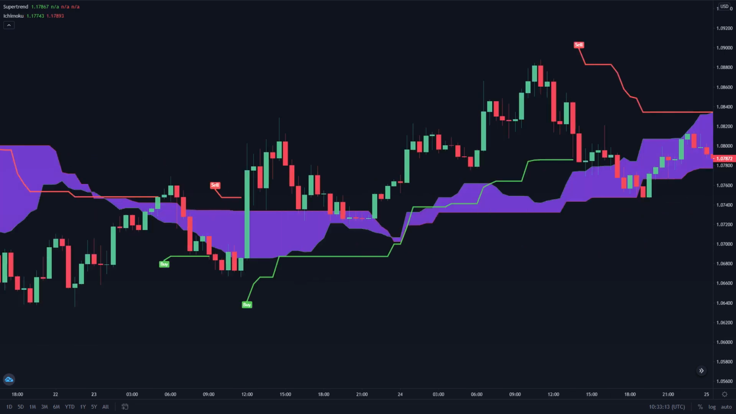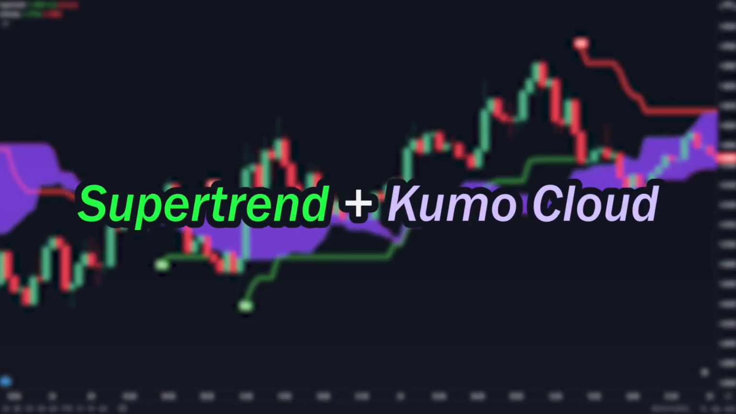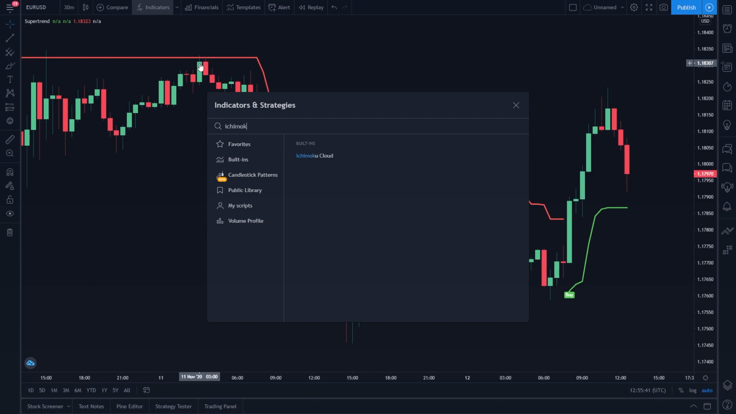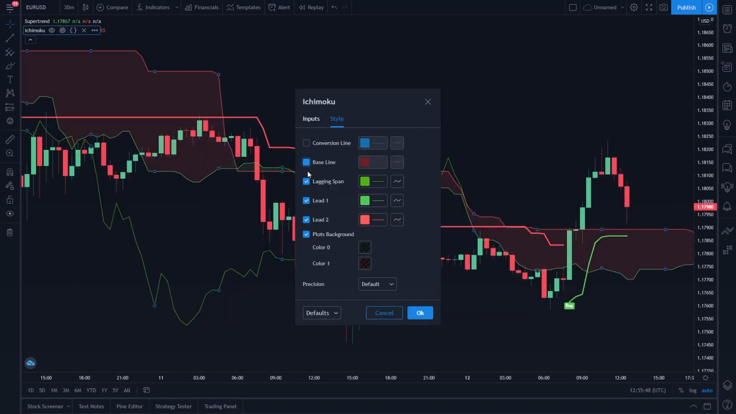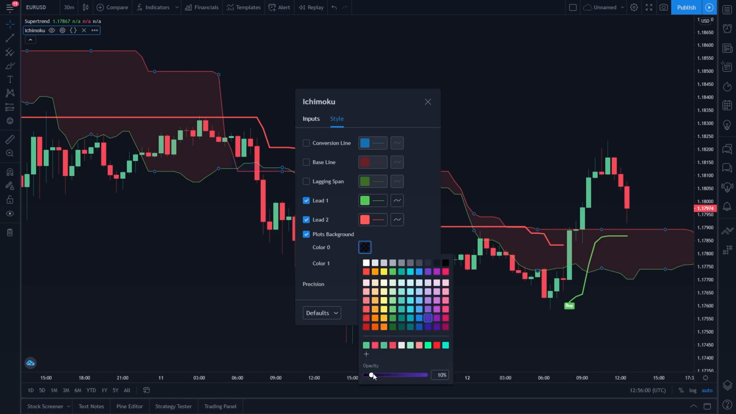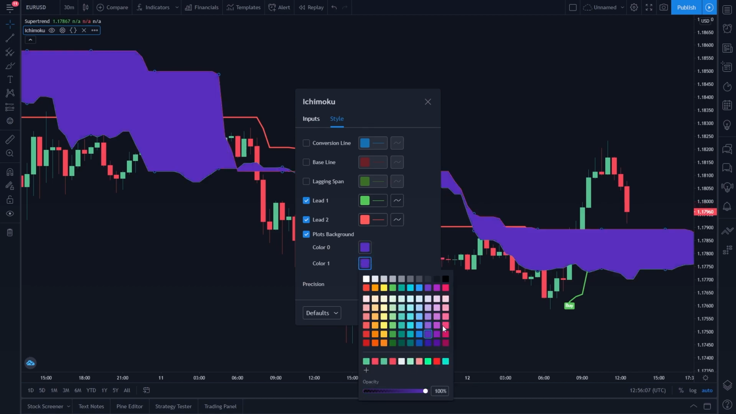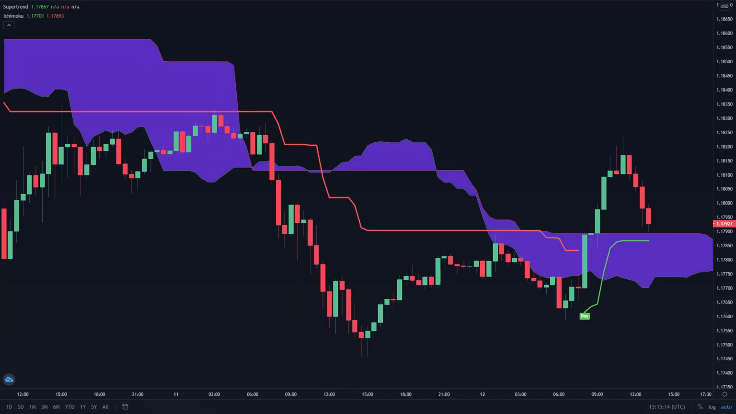Another strategy that you can combine with the Supertrend is with the Kumo cloud. The Kumo cloud is basically just an Ichimoku cloud indicator that you disabled all the parts except the two lead lines. And I'm also going to change the color so that it's easier to look at. So now we have the Kumo cloud.